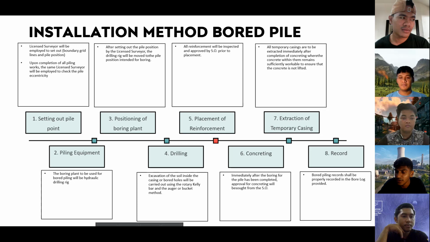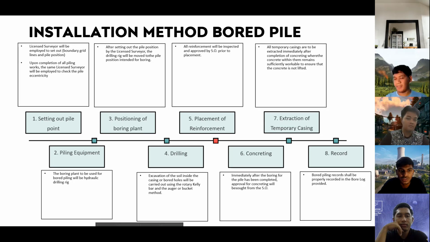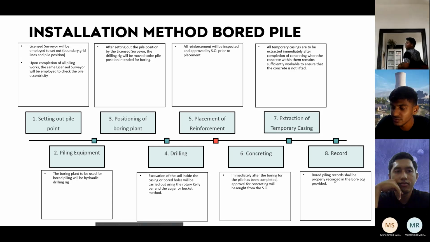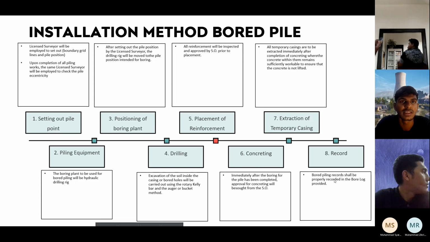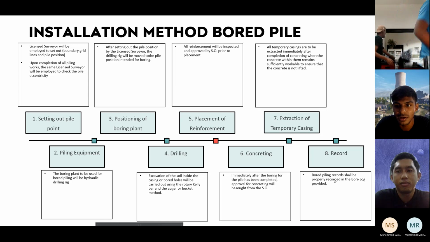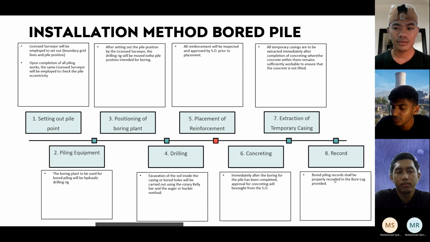Number 2, piling equipment. We need to prepare piling equipment for this method. Number 3, positioning of boring plant. The boring plant needs to be placed based on the location marked by the surveyor. Basically, they will use the offset method. Then we need to check the verticality of the caliber and auger. Number 4 is drilling. For drilling, the engineer must tell the operator the depth of the pile. Then the operator will drill until the toe level.